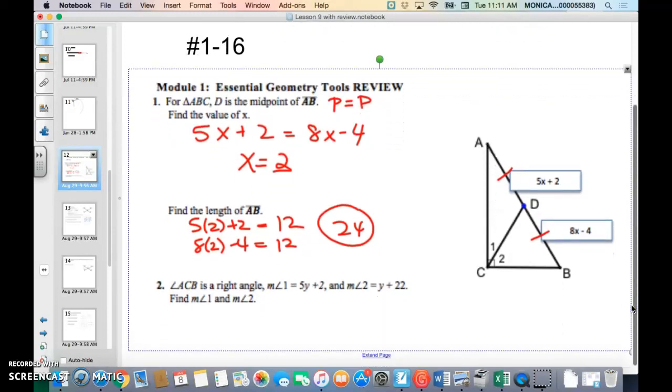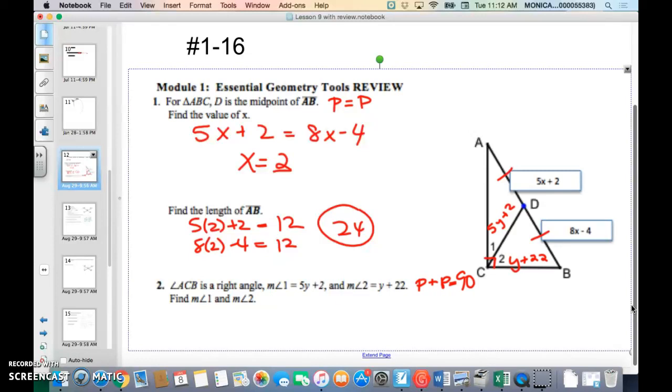All right, and then moving forward, it says that this is a right angle. Okay, so angle ACB is a right angle. So angle 1 is 5y plus 2. And angle 2 is y plus 22. And you want to find the measure of angle 1 and angle 2. Well, first we have to know that this is going to be part plus part, and it's a right angle, so it's going to equal 90 degrees.